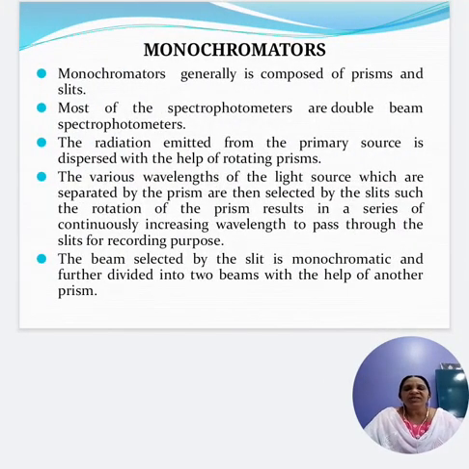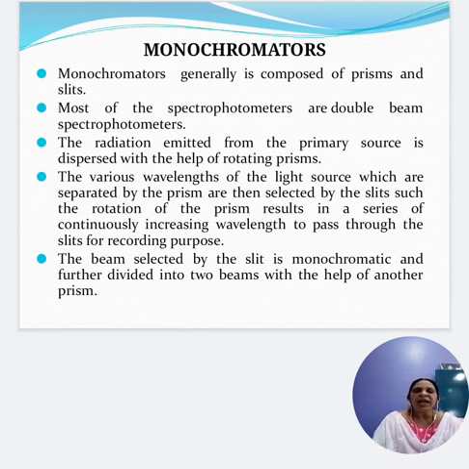Then coming to the next component, the monochromator. It is a combination of the entrance slit, the dispersive medium and the exit slit. A monochromator generally is composed of prisms and slits. As I told you, it consists of a prism or grating and two slits, the entrance slit and the exit slit. Most UV spectrophotometers are double beam spectrophotometers.